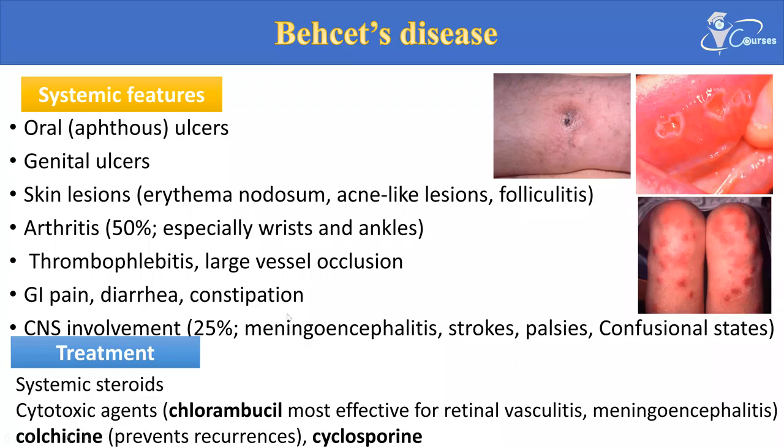GIT pain, diarrhea, and constipation. CNS involvement such as meningoencephalitis, neuropathy, stroke, and confusional state. Also, there is something called the positive pathergy test. I don't know why I didn't write it. Let me write it. Positive pathergy test. What is the positive pathergy test?